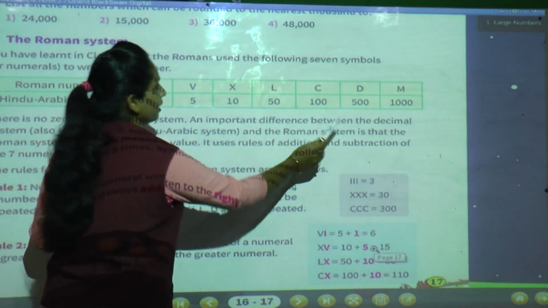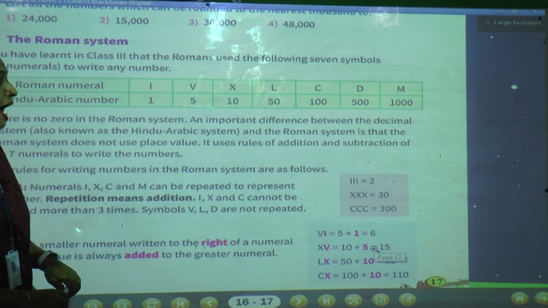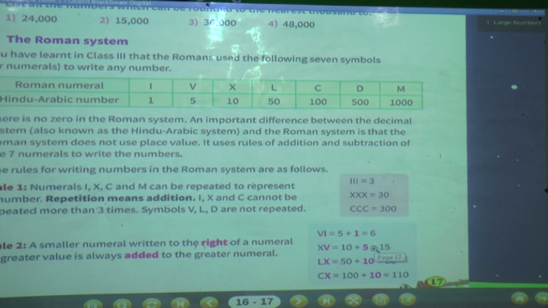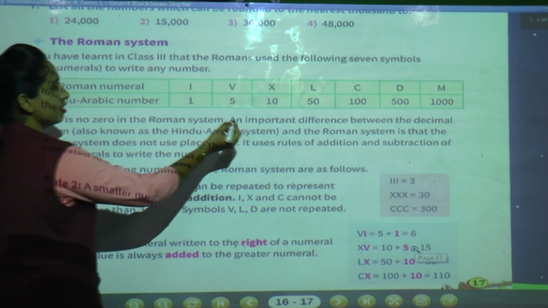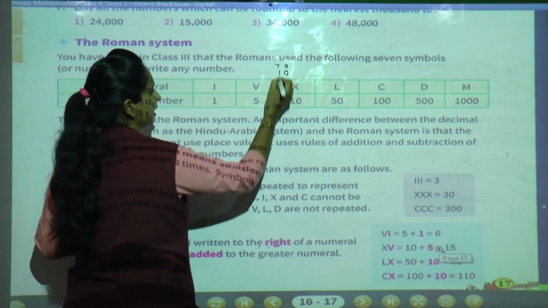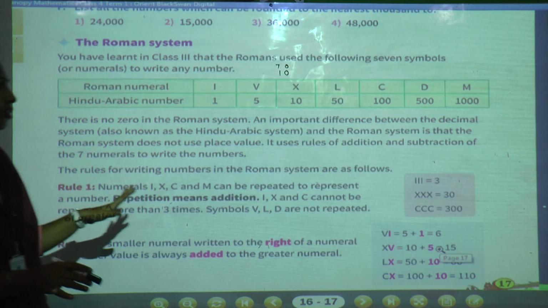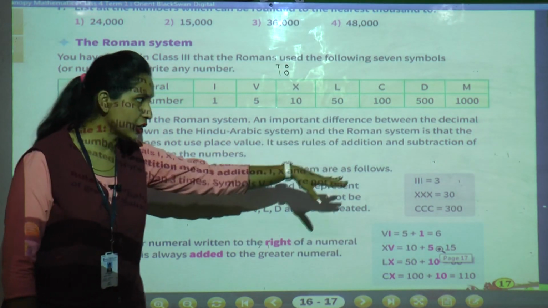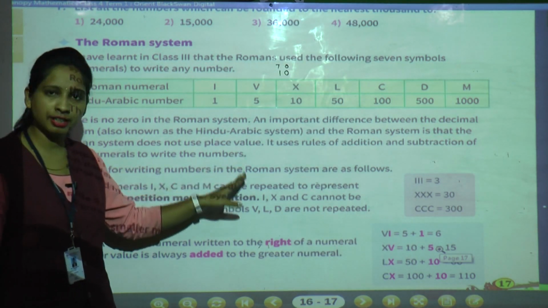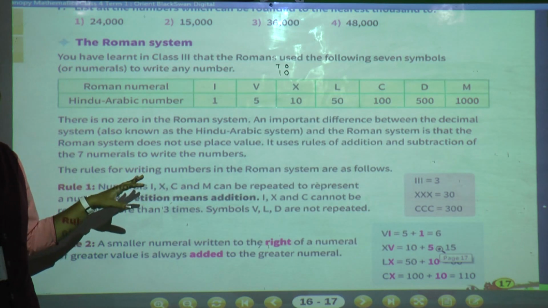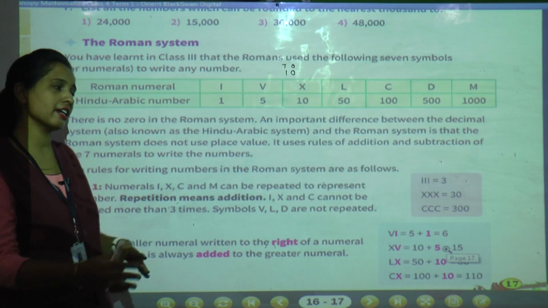An important difference between the decimal system, also known as the Indo-Arabic system, and the Roman system is that the Roman system does not use place value. See, if it is 10, we give the place values ones and tens. But in Roman, the place value system is not there. It uses rules of addition and subtraction of the 7 numerals to write the numbers. In the Roman system, what do we use? We use rules of addition and subtraction. We will see them one by one.